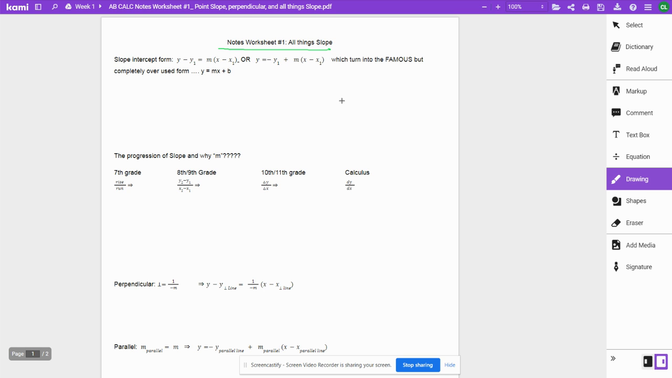This worksheet one is all about slope and different things. So don't forget slope intercept form. Here it is for you guys. It can be rearranged like this. Don't forget, we don't use the famous and completely overused y equals mx plus b that much, but you need to know what it is. That b is the y-intercept and m is the slope.